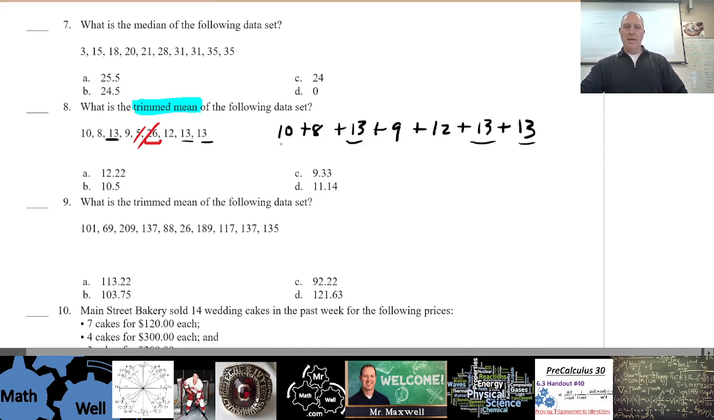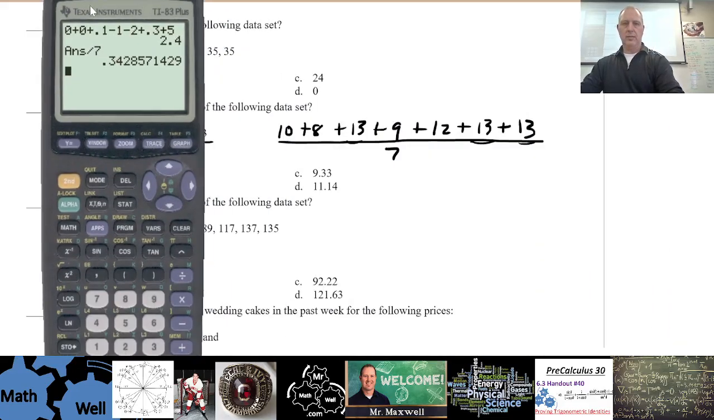Okay. And then I'm going to divide by what? 1, 2, 3, 4, 5, 6. I have 7 here. Do I divide by 7 or do I divide by 9 that I had originally? Divide by 7. Very good. You divide by how many numbers you add up. Perfect. Okay, let's do that.